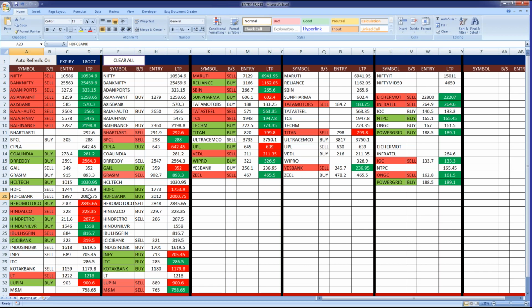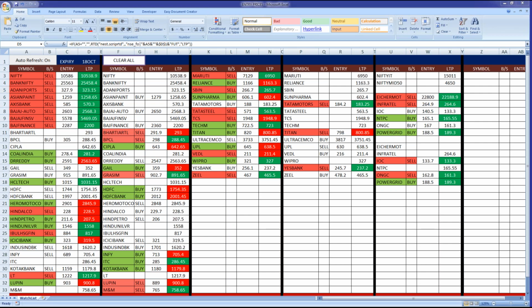And I have a call in Adani Ports, which is already in profit. So roughly around 6 rupees profit into 2500. So you can just calculate that profit. HDFC is the same thing. I have a sell call in HDFC now.